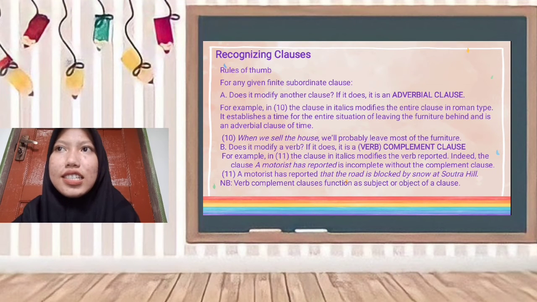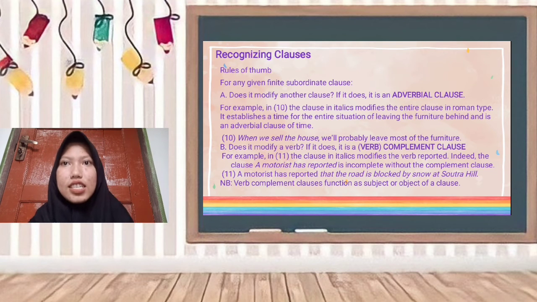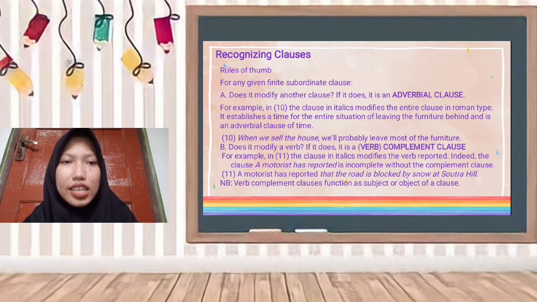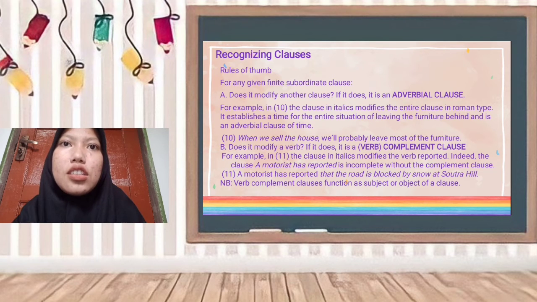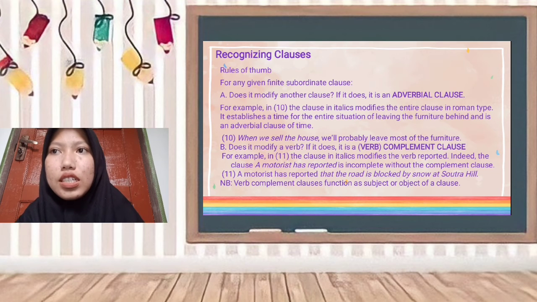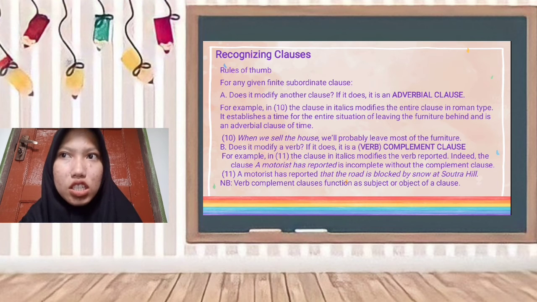Okay, the next material is recognizing clauses. Rules of thumb for any given finite subordinate clause. A. Does it modify another clause? If it does, it is an adverbial clause. For example, in number 10, the clause in italics modifies the entire clause in the Roman type. It establishes a time for the entire situation of leaving the furniture behind and is an adverbial clause of time. Number 10. When we sell the house, we'll probably leave most of the furniture.